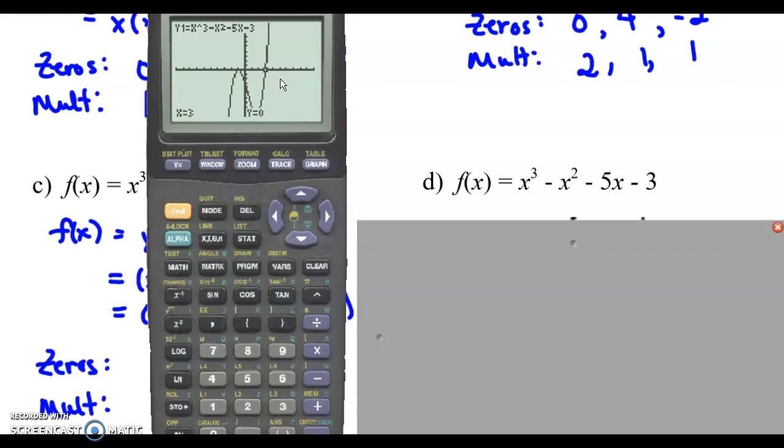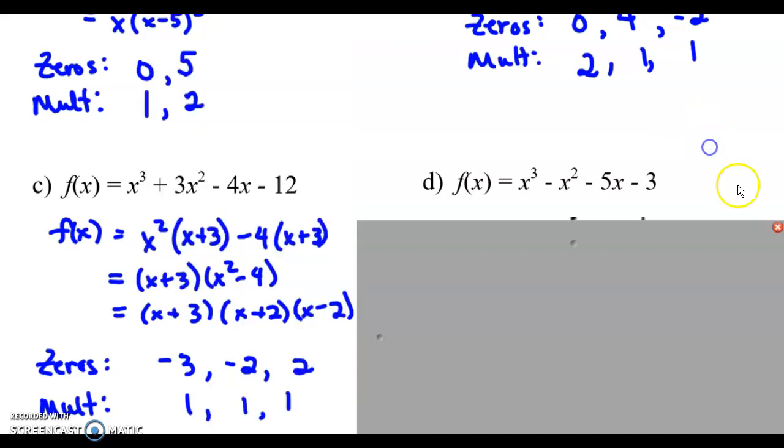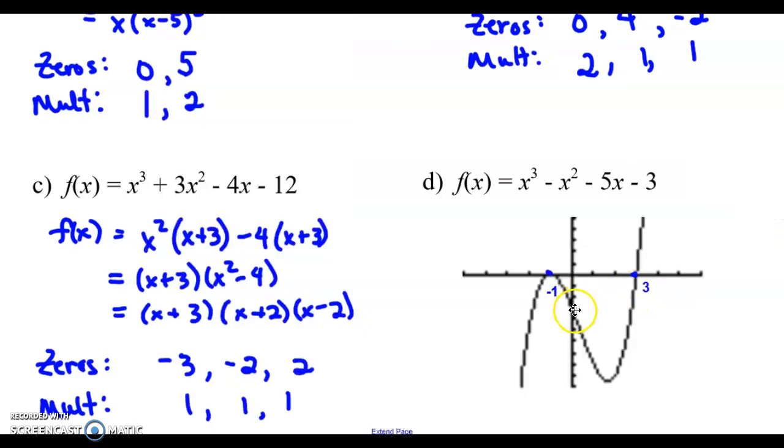So I have a 0 at 3. This one, it's crossing, so my multiplicity would be odd. We'll use 1. So if this is multiplicity 1, this is multiplicity 2, together that adds up to 3, the degree of my polynomial, and that works. So put it just here in the notes for us. At negative 1, this is going to be even multiplicity, and at 3, it's going to be odd multiplicity.